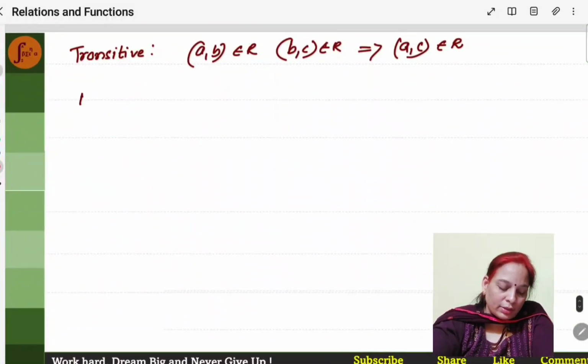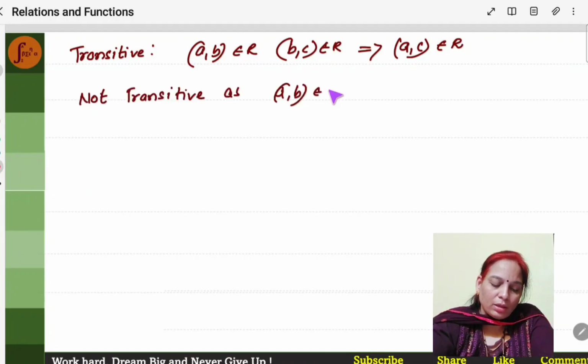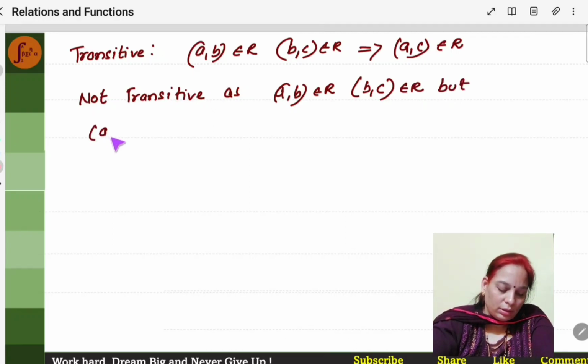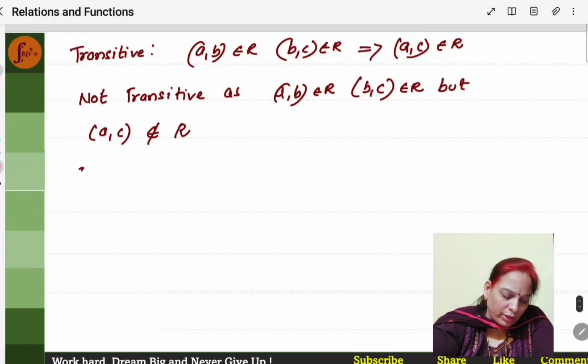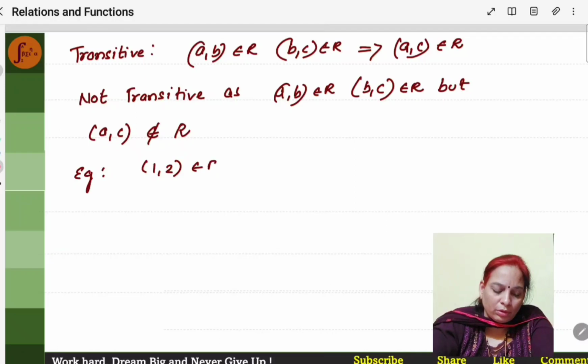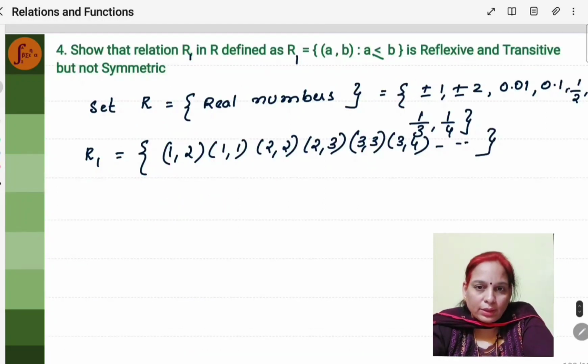So it's not transitive because A comma B belongs to R, B comma C belongs to R, but A comma C does not belong to R. And you can take this as an example. Example: 1 comma 2 belongs to R, 2 comma 3 belongs to R, but 1 comma 3 does not belong to R. Let's go to the next example.